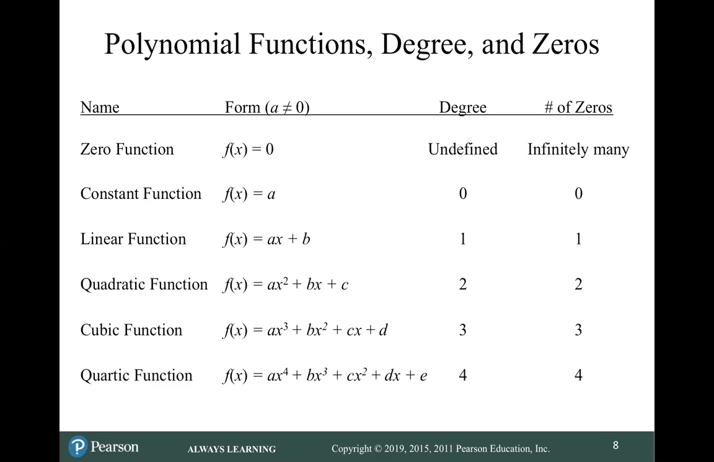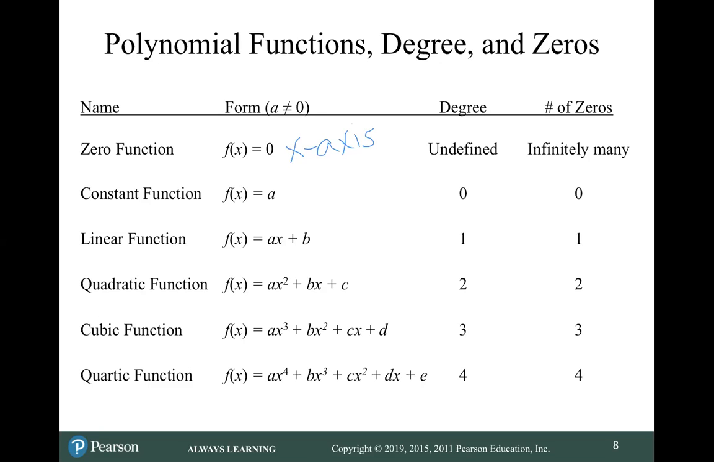Starting with our 0 function. Now 0 is special because if I have f of x equals 0, this is actually the x-axis. If y is 0, that gives us the x-axis. And if we're on the x-axis, that means all of my points are on the x-axis, which is what we called our zeros. Our zeros are the points that cross the x-axis.